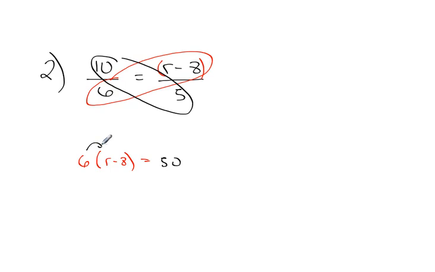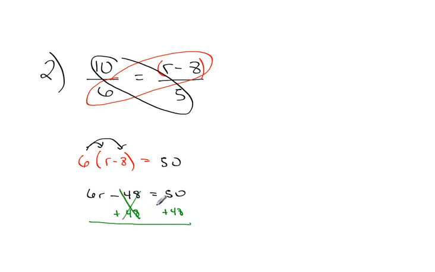So what I'm going to do is I'm going to distribute the 6 to both terms. 6 times r is 6r. 6 times negative 8 is negative 48, watch your signs, equals 50, which now brings me to a single distribution, which brings me to a two-step equation. Amazing. I'm going to add 48 to both sides. The opposite of subtracting is to add. So now we're just at a two-step equation.